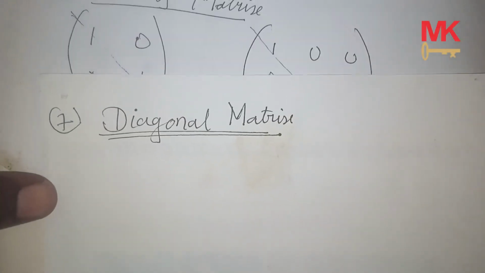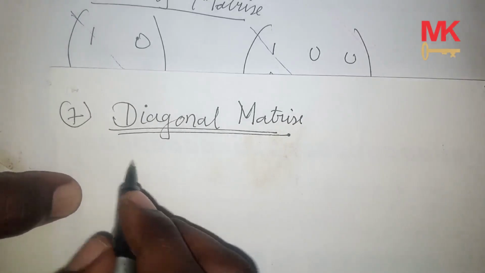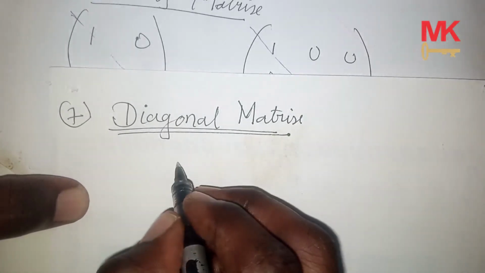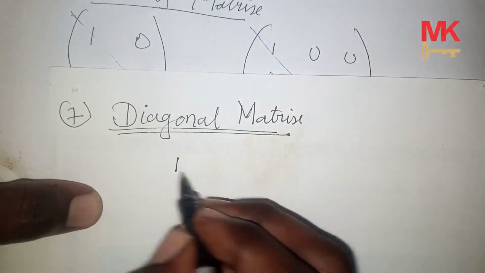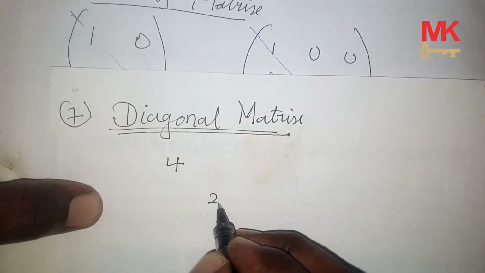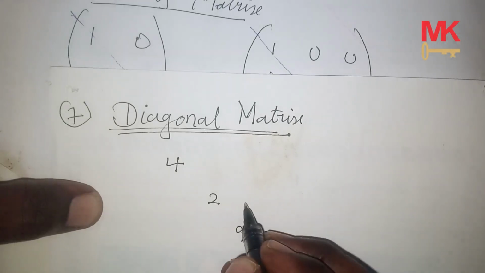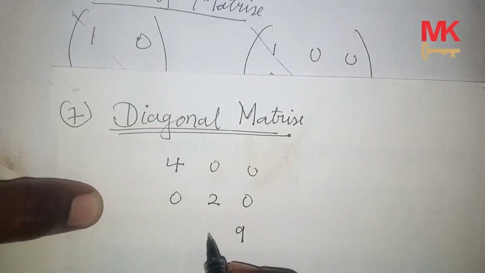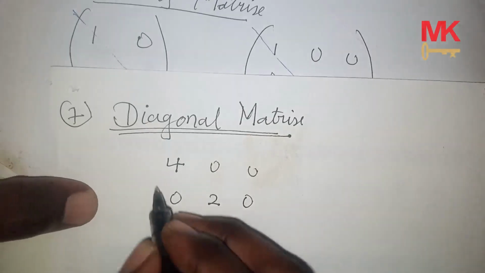So in the diagonal matrix, the elements in the diagonal are different. So an example: 4, 2, 9 on the diagonal, and you have a 0 everywhere else.